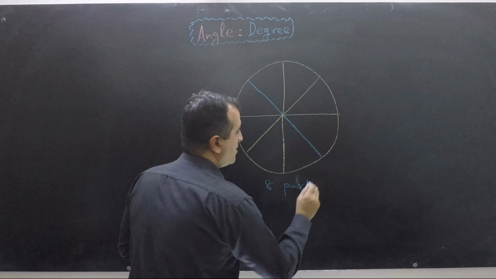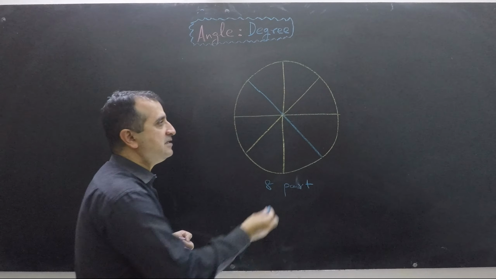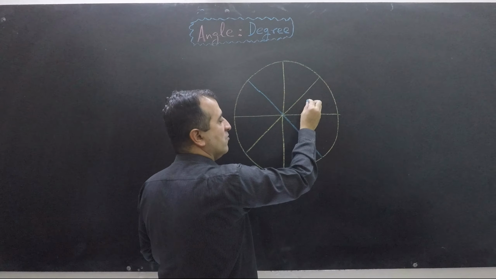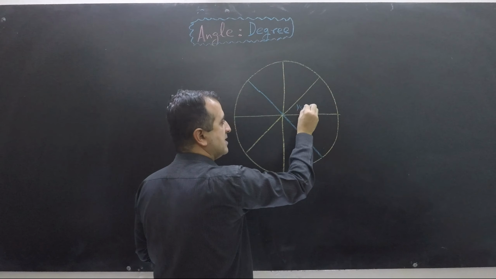So I can measure fraction of this circle. I can say from here to here is 1 over 8. Can I say that? Yes, 1 over 8. Now, let's say this is my start. From here to here is 1 over 8.